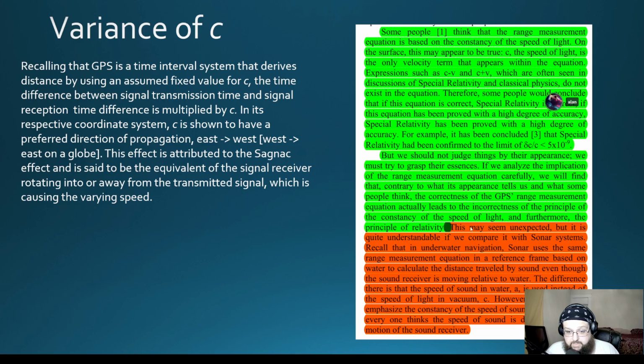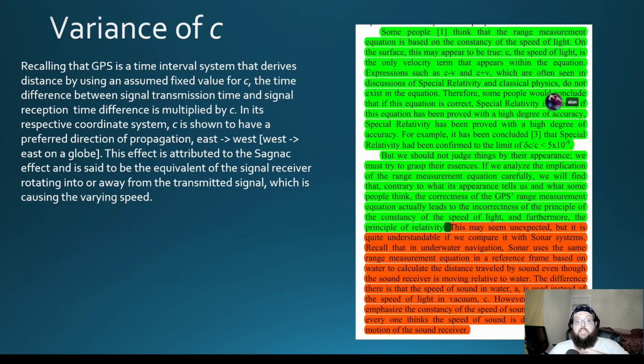And then continuing on here: this may seem unexpected, but it is quite understandable if we compare it with sonar systems. Recall that in underwater navigation, sonar uses the same range measurement equation in a reference frame based on the water to calculate the distance traveled by sound, even though the sound receiver is moving relative to the water. The difference there is that they use the speed of sound A in the equation instead of using C, the speed of light in a vacuum. However, no one would emphasize the constancy of the speed of sound, and contrarily, everyone thinks that the speed of sound is dependent on the motion of the sound receiver.